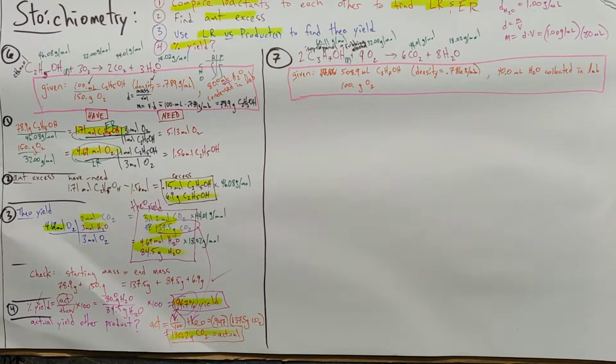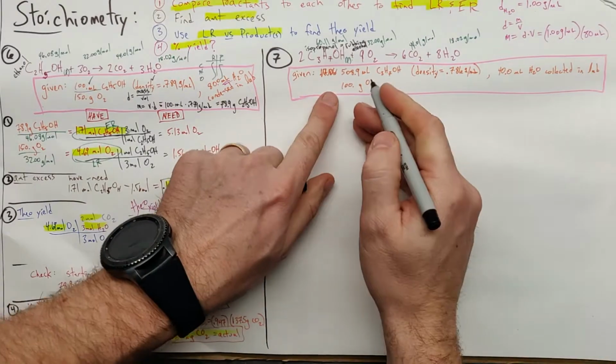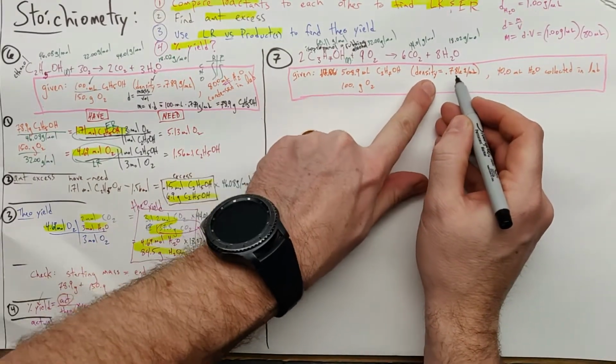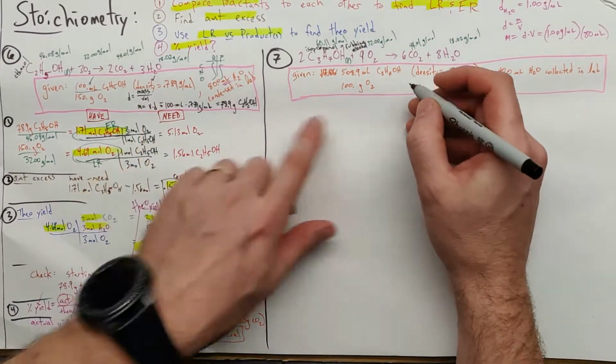I'm going to pause for a moment. Markers are situated to get this going. We're going to have this same setup. We have a slightly different density for isopropanol rubbing alcohol. And let's take care of that very quickly.